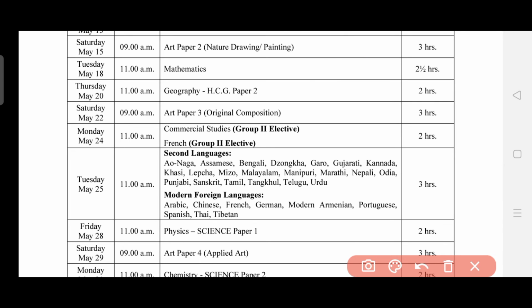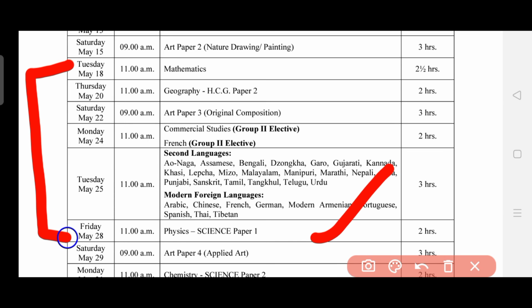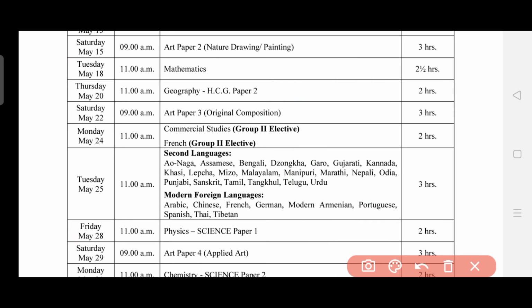So the next examination is geography, which is on May 20, and May 22 is for art paper 3, original composition. May 24 is for commercial studies and French if anyone has adopted. Then May 25 has second languages and modern languages, so if anyone is there, then prepare for this. And now the most important thing is physics, which is on May 28. So you have a good gap between May 18 and May 28, though you also have one geography exam here, so you have 1 week to prepare for physics. You have got enough time, so do prepare for physics because it is an important paper.